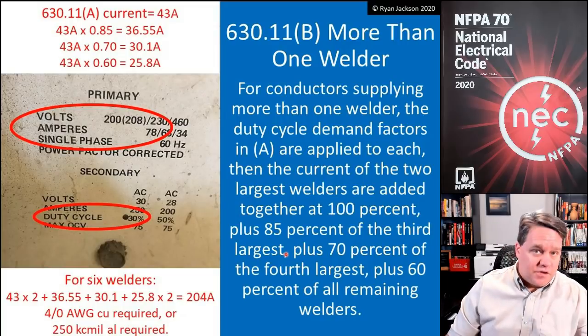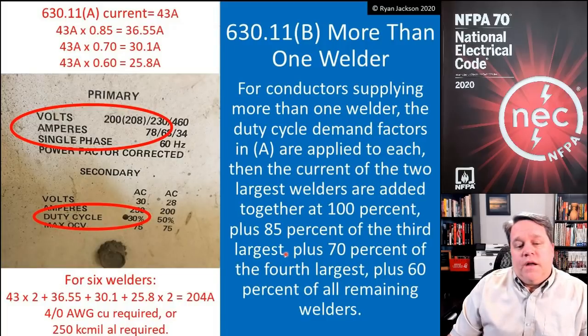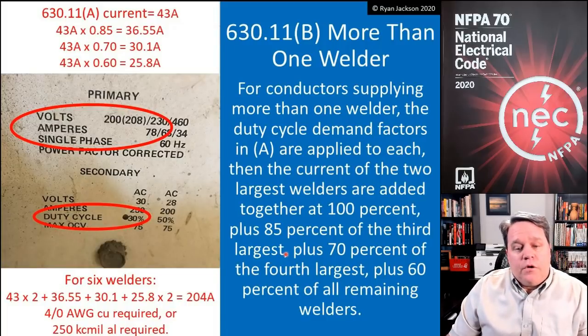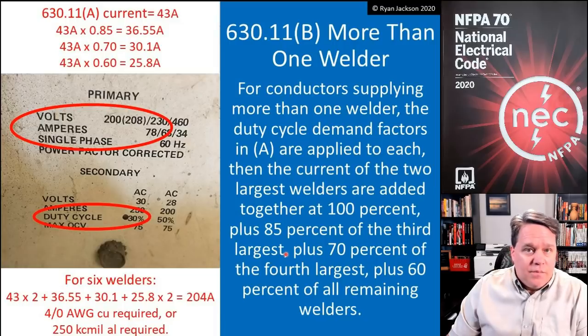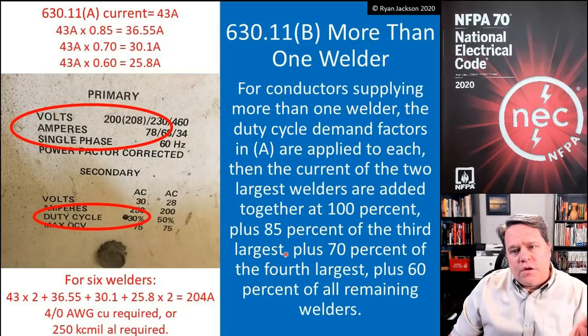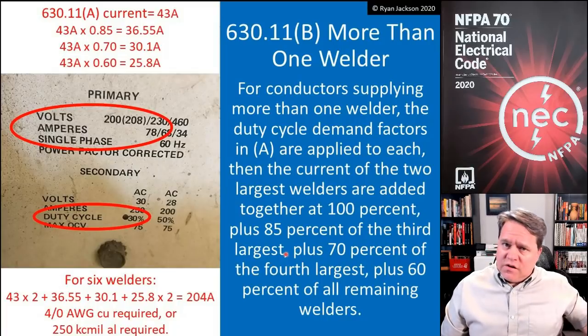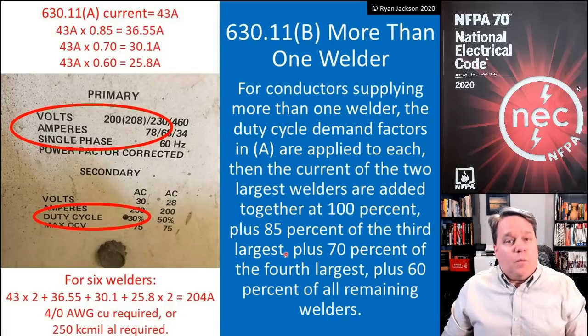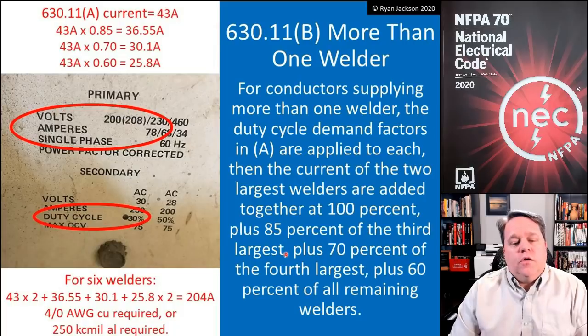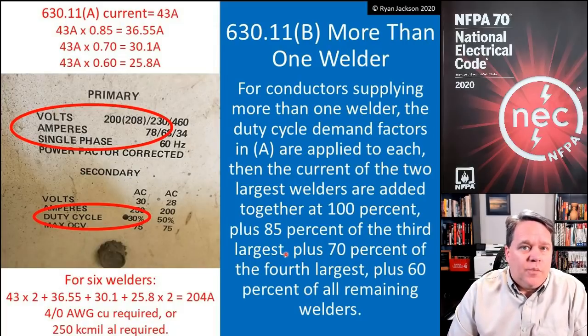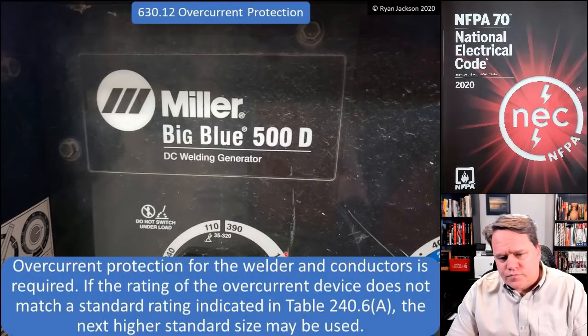And if I go back to table 310.16, we'd find out that that's either a 4/0 copper or 250 kcmil aluminum. So those are my conductors for more than one welder. So if I just have one, then we're either going to use 6 gauge or 8 gauge. If we have more than one, we're going to go ahead and use 4/0 copper or 250 aluminum. So that's the conductor size.